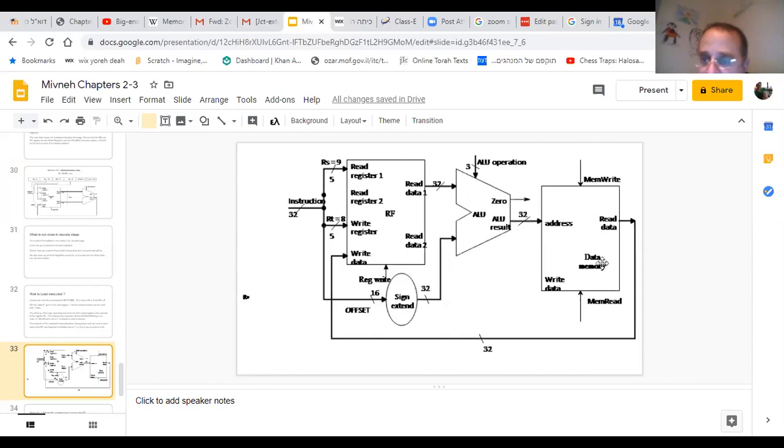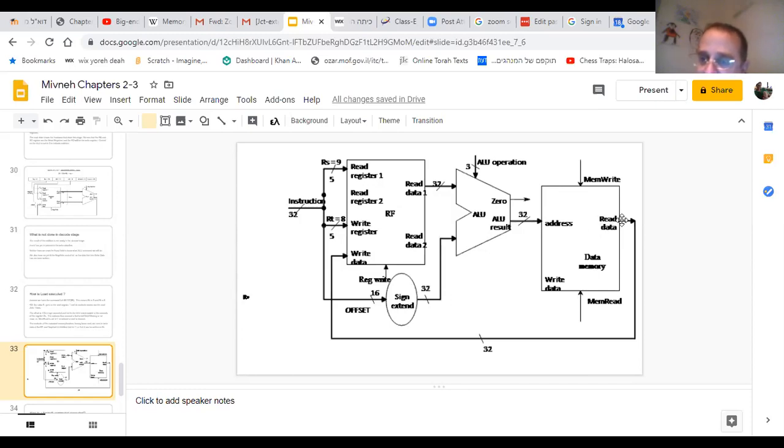And that will go into the data memory over here, 32 bits, and we'll tell it, okay, I'm interested in that location. And that location will have a memory read, and the memory write will be off. And the output of this read data really should be read data.